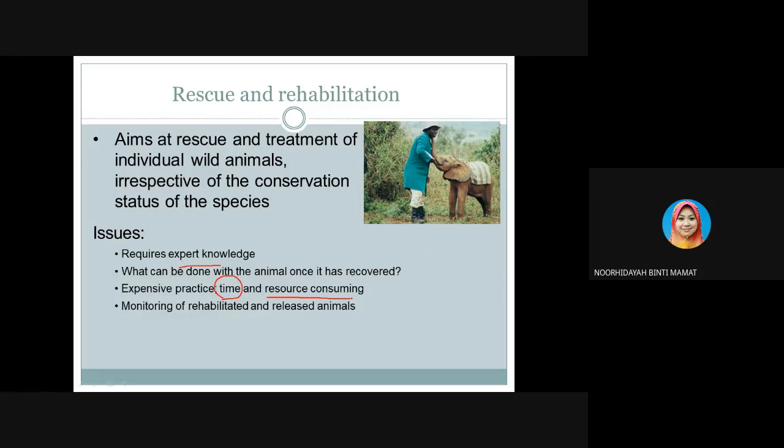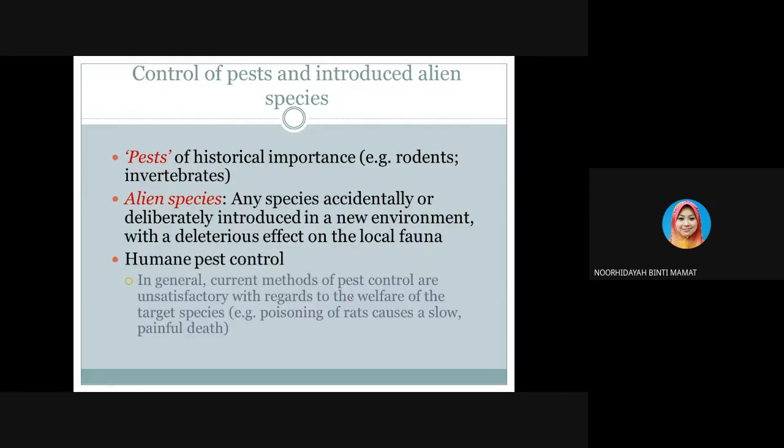And also the other issue is the monitoring of rehabilitated and released animals. Okay, so then we move to the control of pests and introduced alien species. Here, pests of historical importance are, for example, rodents and also invertebrates. Alien species here means any species accidentally or deliberately introduced into a new environment, with deleterious effects on the local fauna.